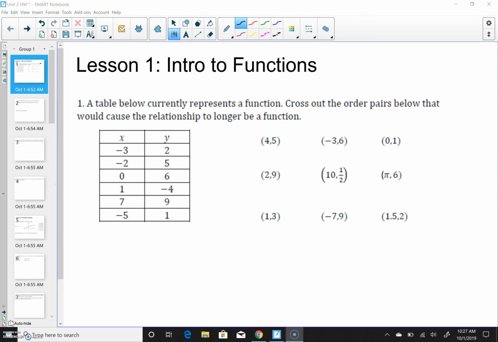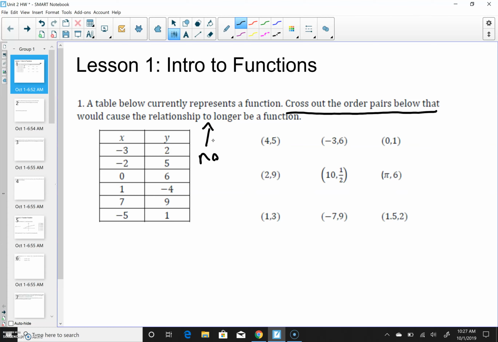Lesson 1, Intro to Functions homework. We're going to start by comparing the table at the left to the points at the right. What we want to do is cross out the ordered pairs below, and then this should cause the relationship to no longer be a function. Now, if we think back to what we learned in class, the definition of a function is each input has at most or exactly one output.